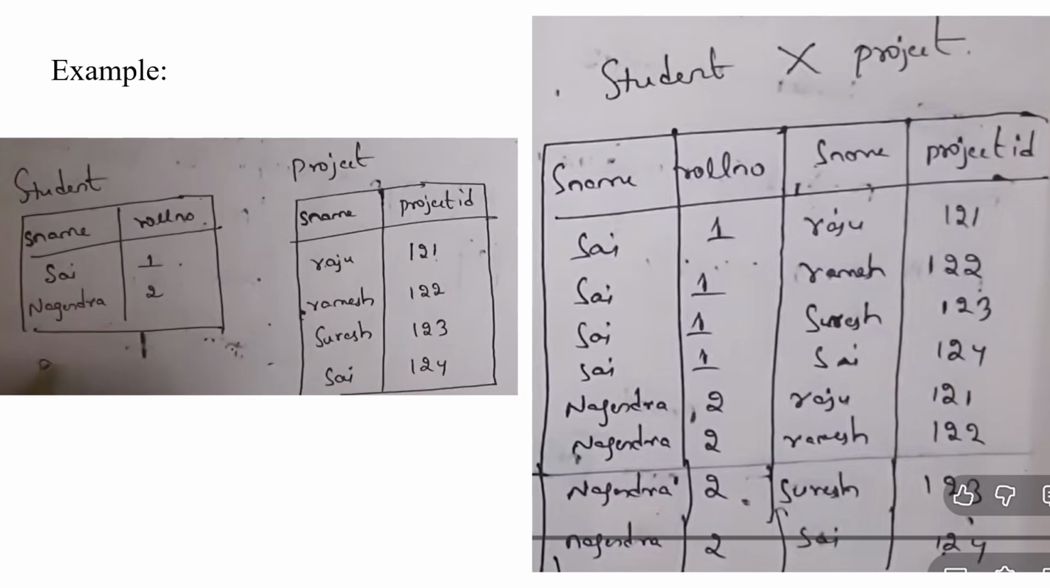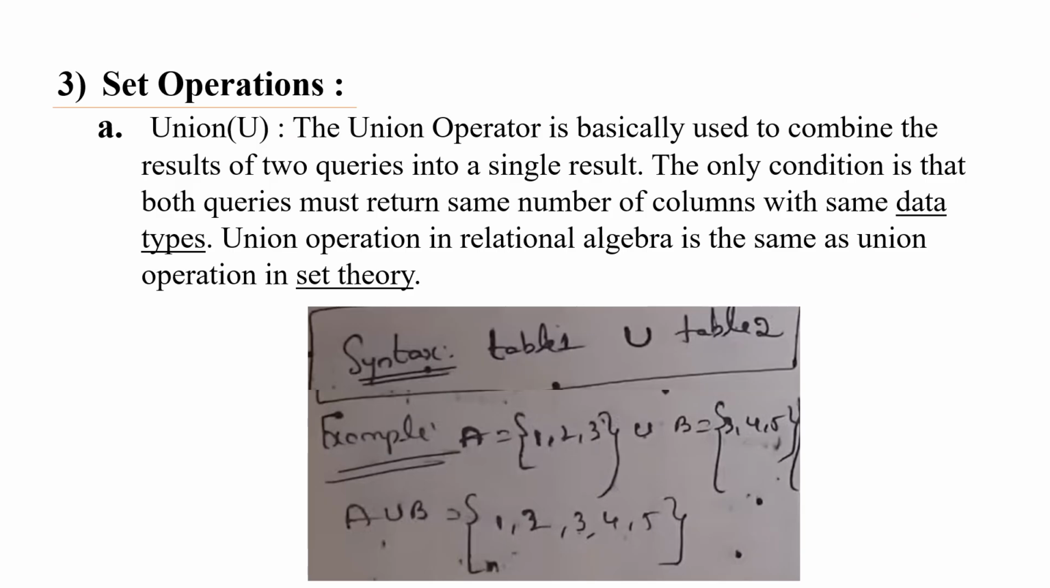Consider this example where the student table has 2 records whereas the project table has a total of 4 records. While performing Cartesian product on these 2 tables, the total result obtained is 4 into 2, which is 8 records. Observe the example to understand clearly.